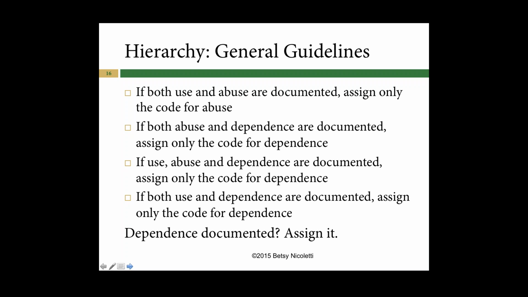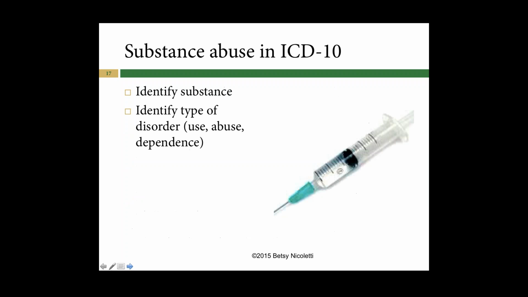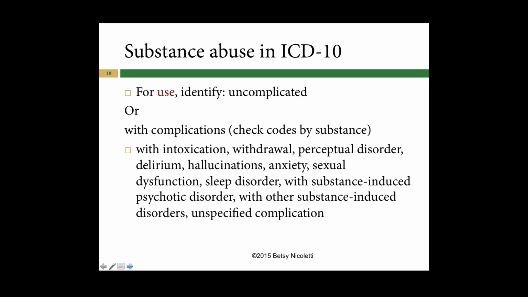So basically, the more serious the patient's condition in terms of the use of that substance is the one that we document, and it's the one that we assign, and we don't assign the others. So we don't assign both a code from use, abuse, and dependence. So first we identify the substance, and then how they're using it, the type of disorder.